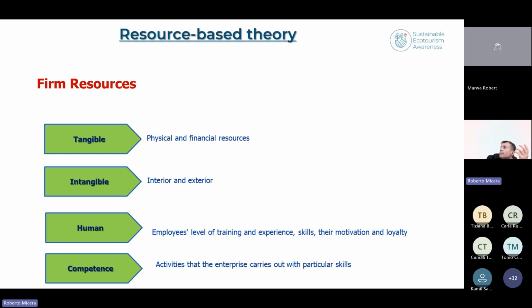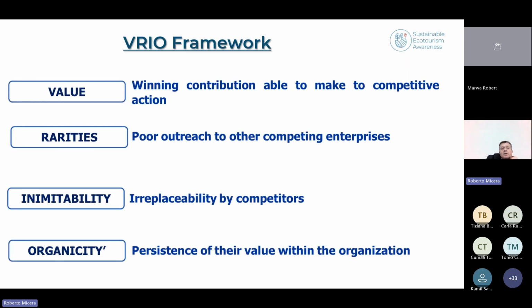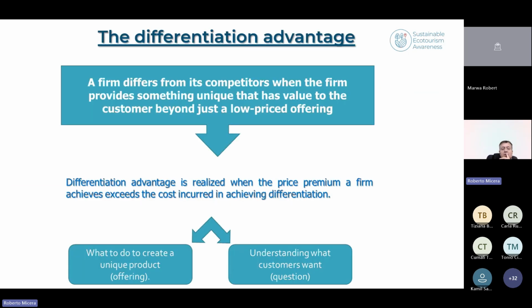And so to follow sustainable development and an innovative approach, it's important to control many strategic resources. These resources could be tangible, intangible, human, but also consider the competencies. And these resources could have four characteristics: value, a contribution able to make the competitive action; rarity, or rare, rather than the competitors; inimitability, when it's very difficult to replicate; and also organic.